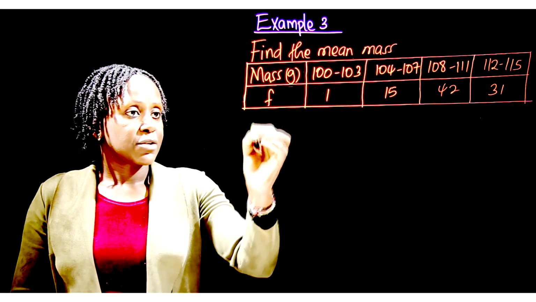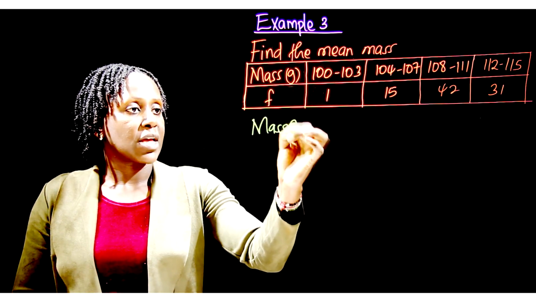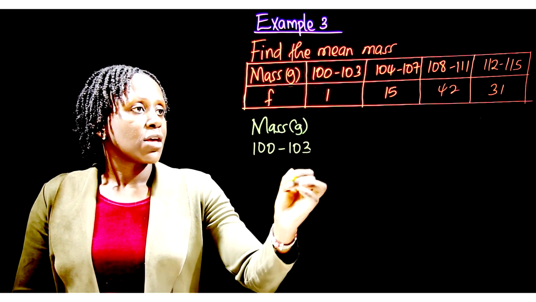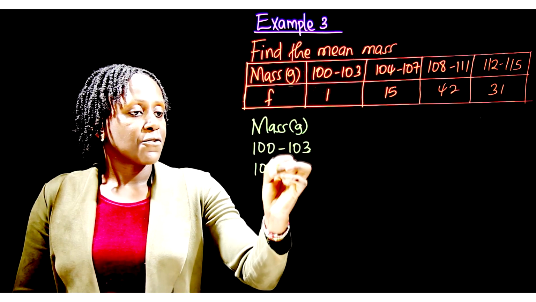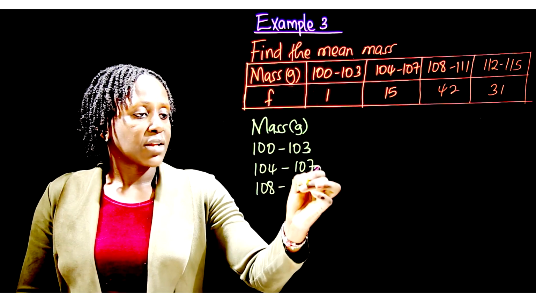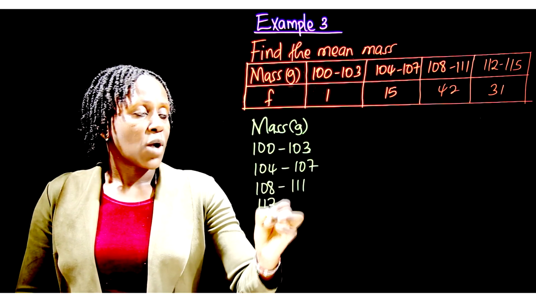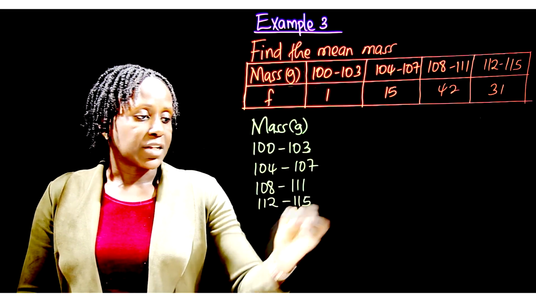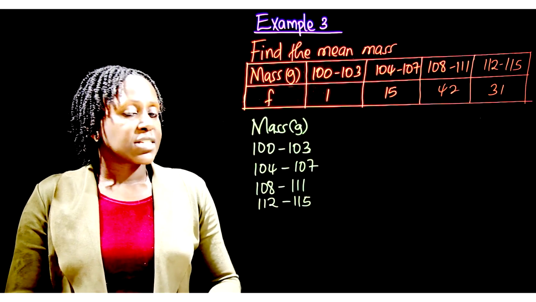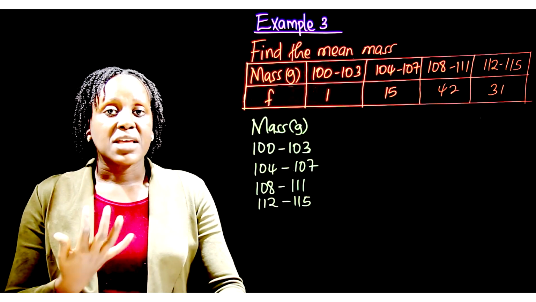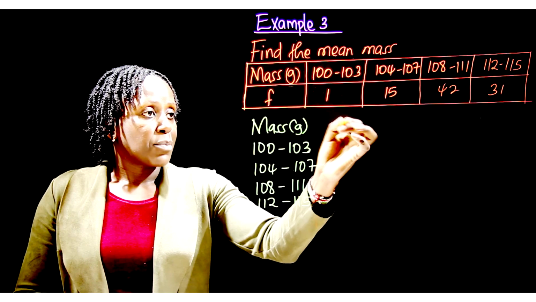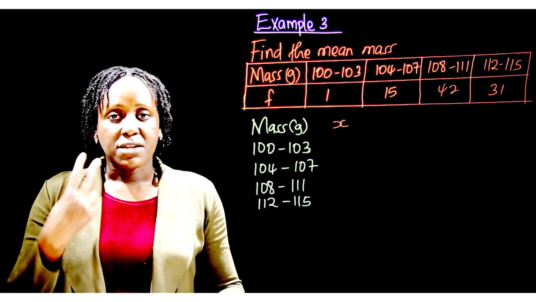Starting with the mass, we have mass provided as a range of values. The first one is 100 to 103, then 104 to 107, 108 to 111, and 112 to 115. Remember this is a range of values, so we need to get the midpoint of these values so that they can act as our x. So x is a midpoint, and how do you obtain the midpoint? You add the two values and then divide by 2.